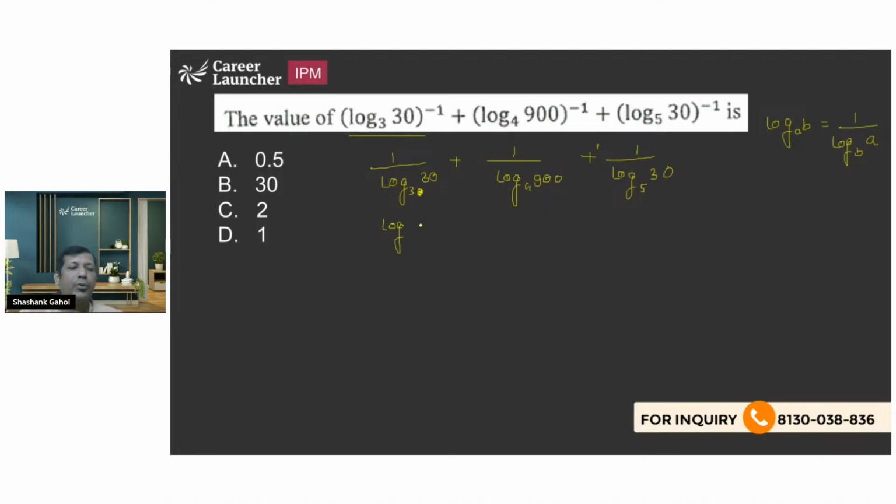सो व्हाट आई एम गोइंग टू डू, आई एम गोइंग टू गेट log base 3 3 plus log base 900. 900 can be written as 30 square, 2 square, 4 is 2 square, plus 1 upon base 30 base 5.